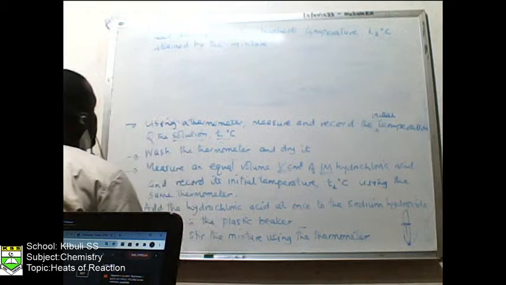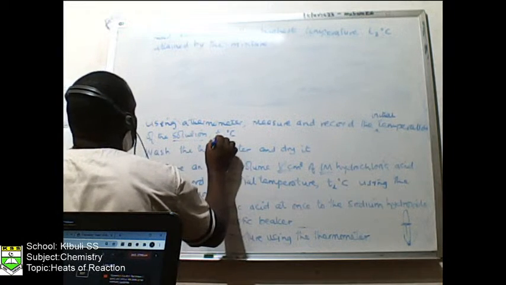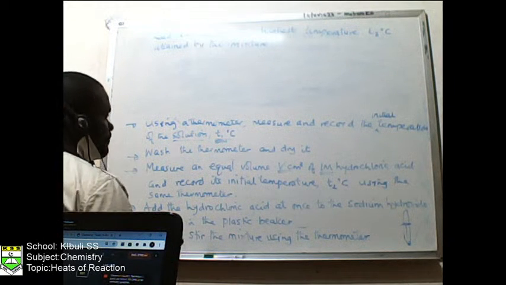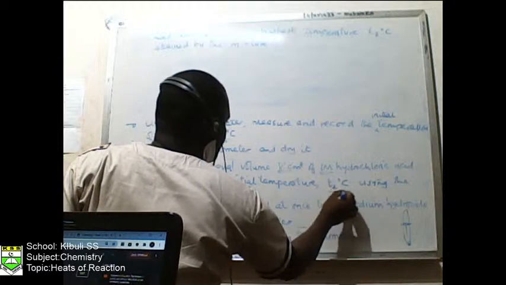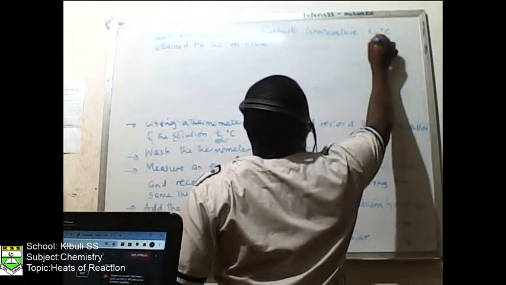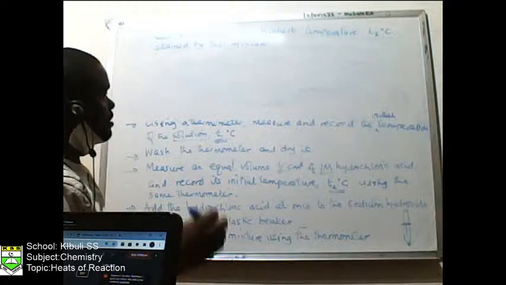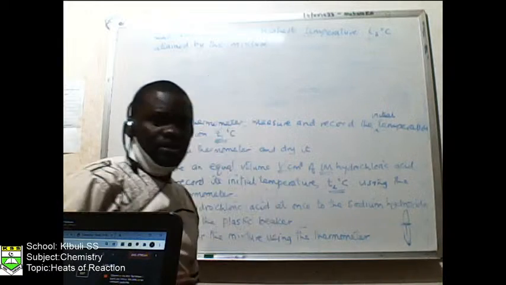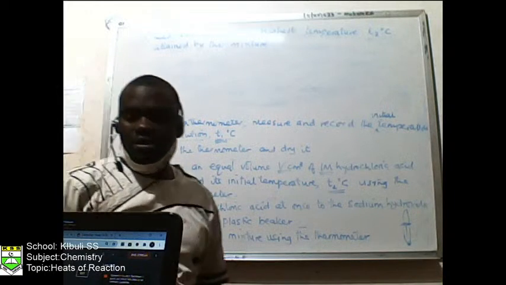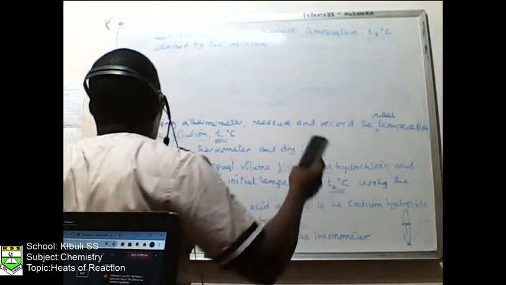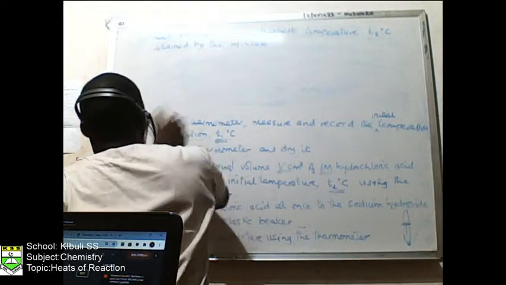Attained by the mixture. So we have the initial temperature of sodium hydroxide solution, the final temperature, and now we have the temperature after mixing the two. There is that final temperature when the reaction occurs and heat is given out to the surroundings. We have what we call treatment of results.